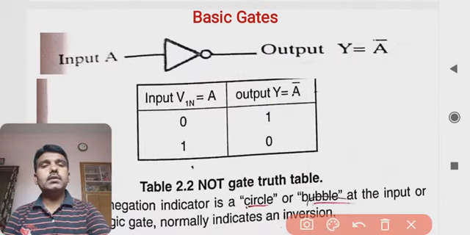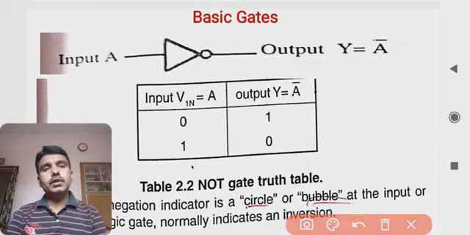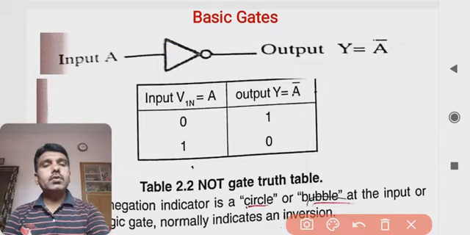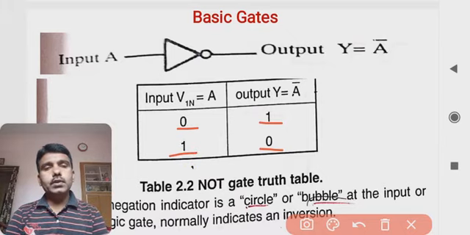If you look at this, it is simply shown as a single diode-type symbol, but there is a bubble that gives you the indication for the NOT gate. As I told you, if the input given is 0, it will give you the complement of that input, that is 1. And when the input 1 is given, the complement of that 1 is 0.